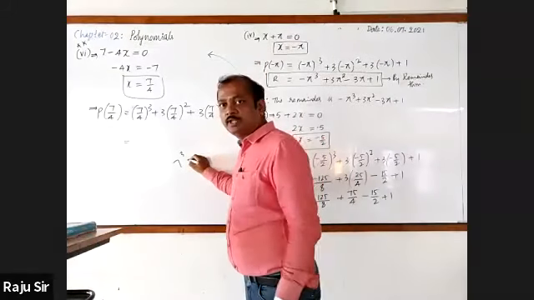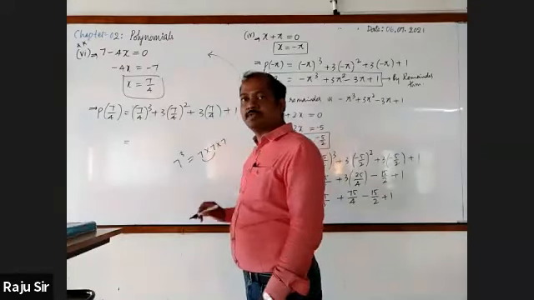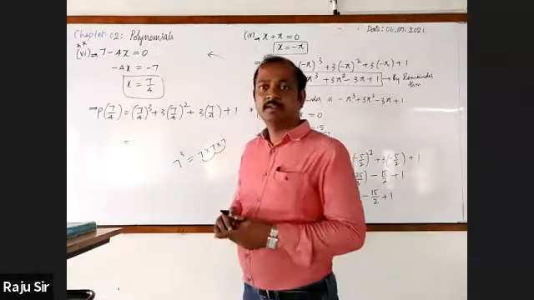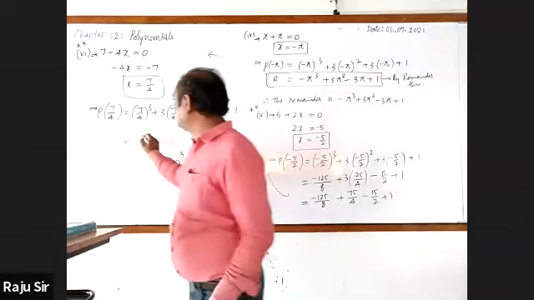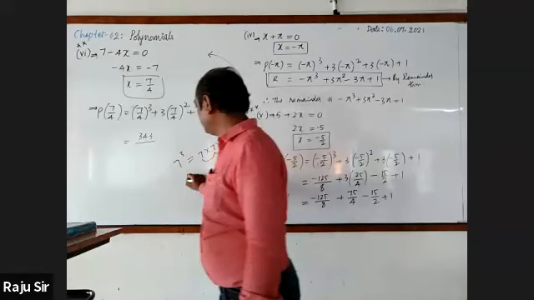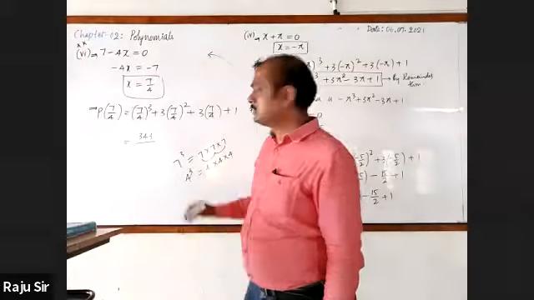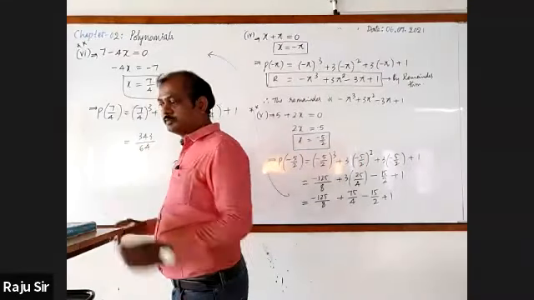Yes, 7 cube. Dhanush, observe. 7 into 7 into 7. 7 sevens are 49, 49 sevens are 343. Now here, 4 cube is nothing but 4 into 4 into 4, which is 64.